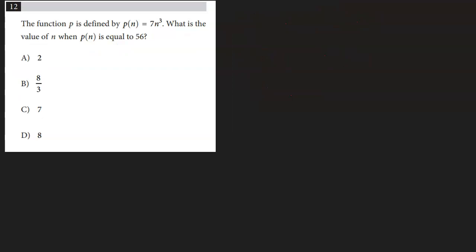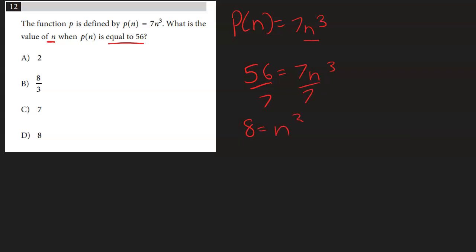Okay, for number 12. Function p is defined by p of n equals 7n cubed. What is the value of n when p of n is equal to 56? So we know p of n equals 7n cubed. But when p of n equals 56, what is n? So we do 56 equals 7n cubed. First step is just to divide by 7, so we can get n isolated. We can have 8 equals n cubed.